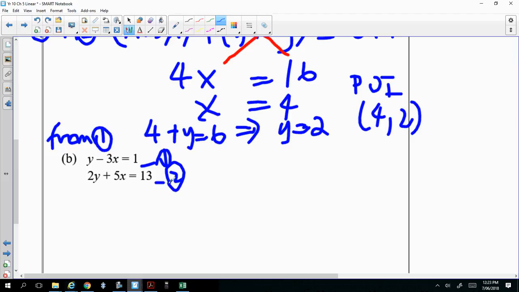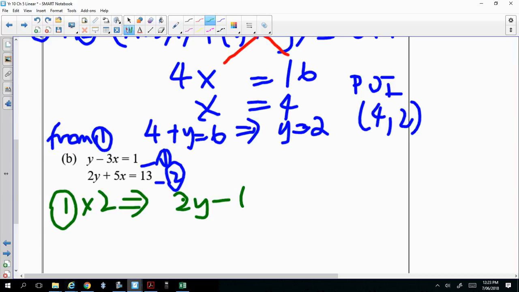So if we add them, it doesn't work because they don't cancel. So what we're going to do is, see the y, there's no number, there's a 2y. So it's easier if you could multiply equation 1 by 2. So if you double that, you get 2y minus 6x equal to 2. Call that equation 3 because it's a new equation. Because I've changed equation 1, I can't use it again. I have to use equation 2. So write equation 2 underneath.